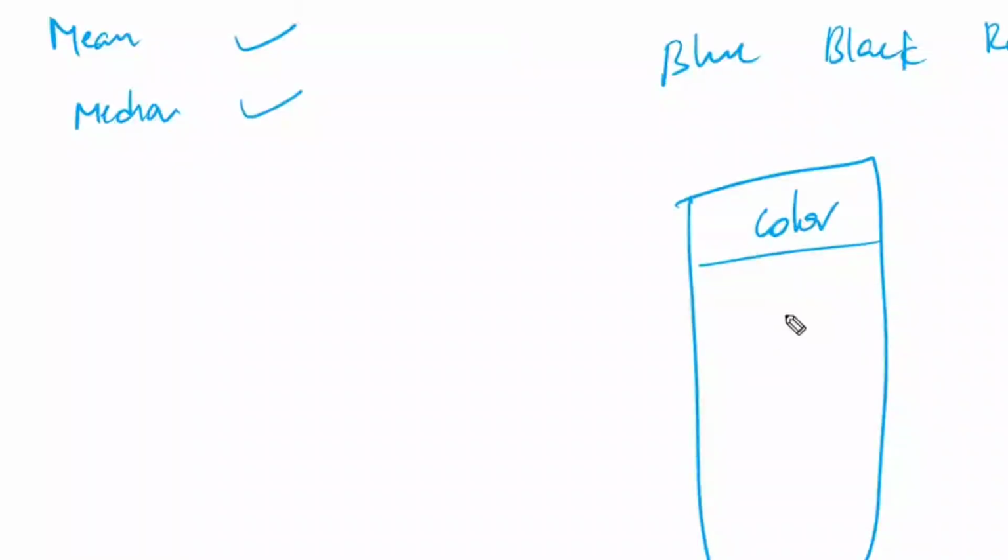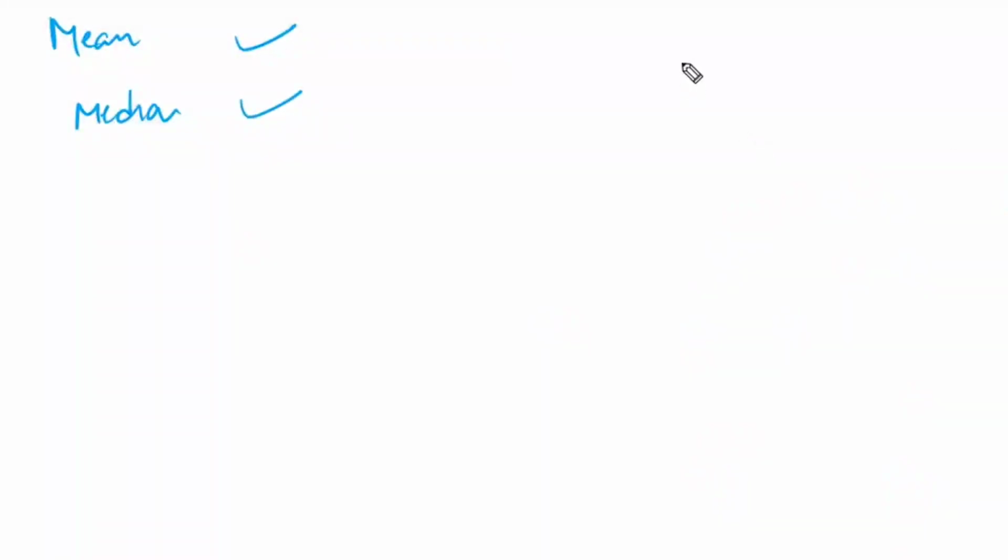Now for this color, what is the median value? First you have to place them in order. How can you place them in order? You can't. Alphabetical order is possible, but generally there is no order for them. So if there is no order, you can't apply the median. You can't do black plus blue divided by 2. The average of black and blue also you can't do. So you can't apply the mean or median on the discrete variable.